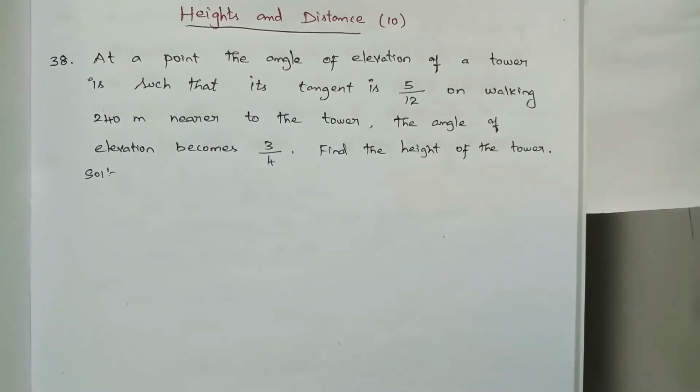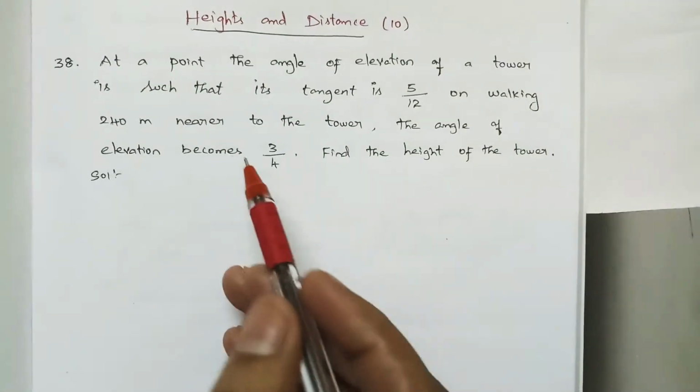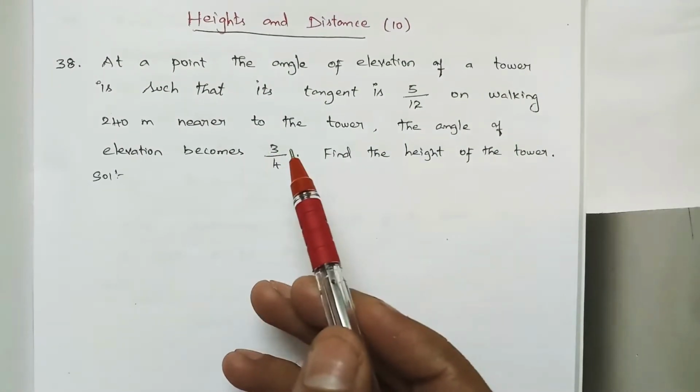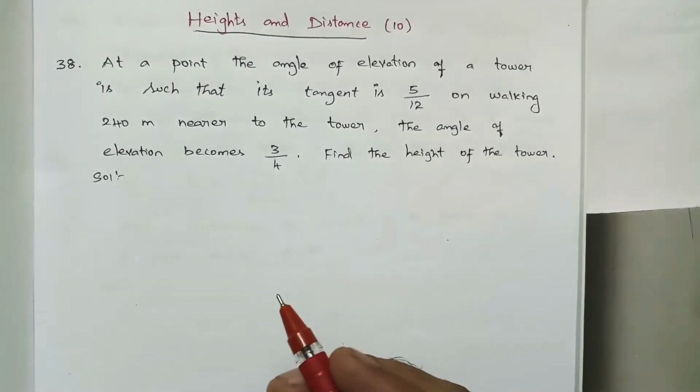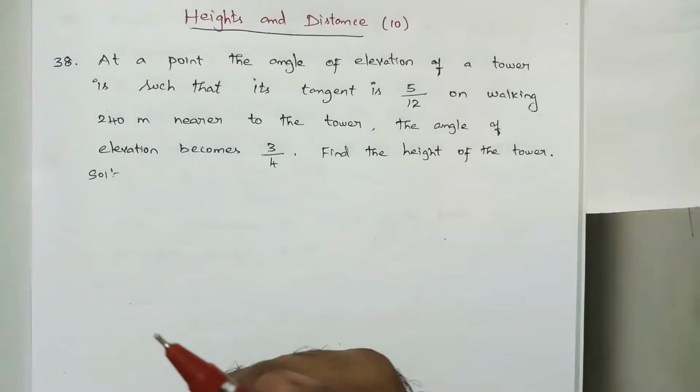Hi students, today we are going to see sums in heights and distance. I told you that today we are going to see sums based on the proof, right? But before that, we'll see one more different model sum. After solving this sum, then we can solve the proofs in the application of trigonometry, right?